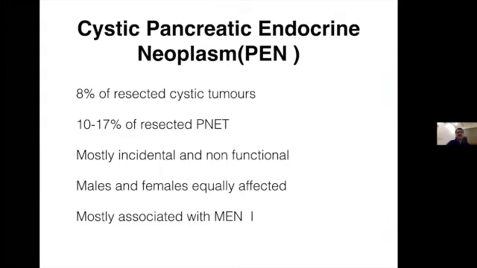So the next variant is called the cystic pancreatic endocrine neoplasm. Around 8% of resected pancreatic cysts are represented by this group of tumor, and the majority of them are non-functional and mainly seen in the MEN type of patients. So when you have an MEN syndrome and when you see a pancreatic tumor, exclude the possibility of a cystic neuroendocrine tumor.